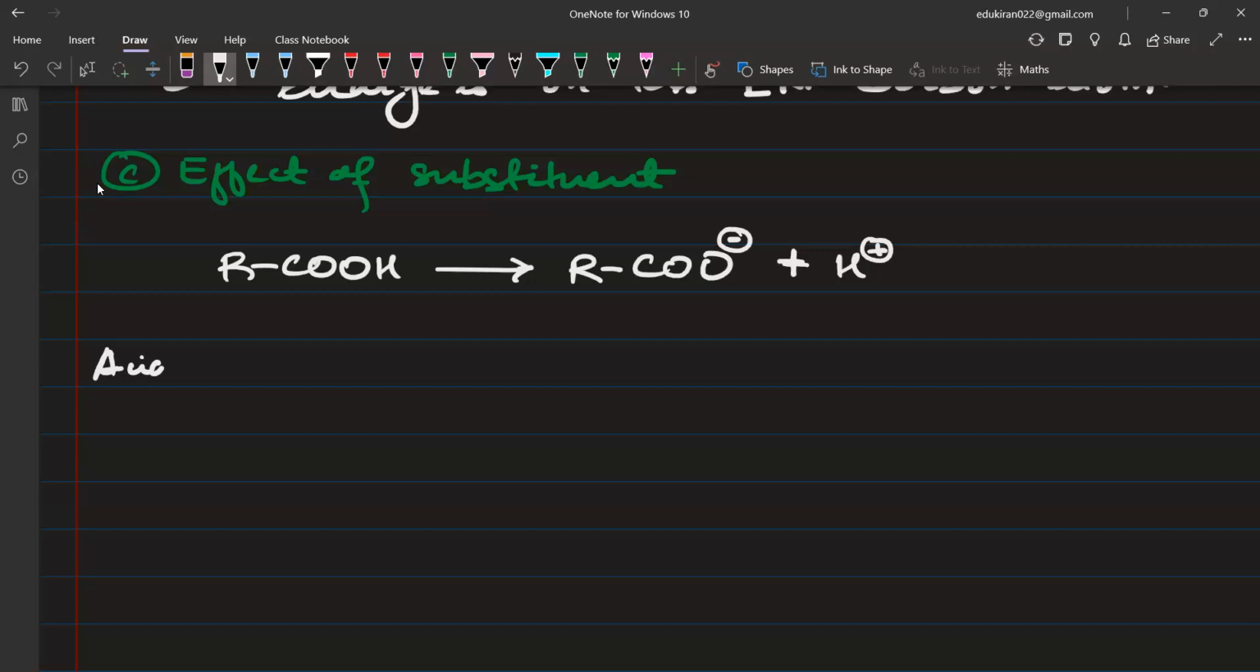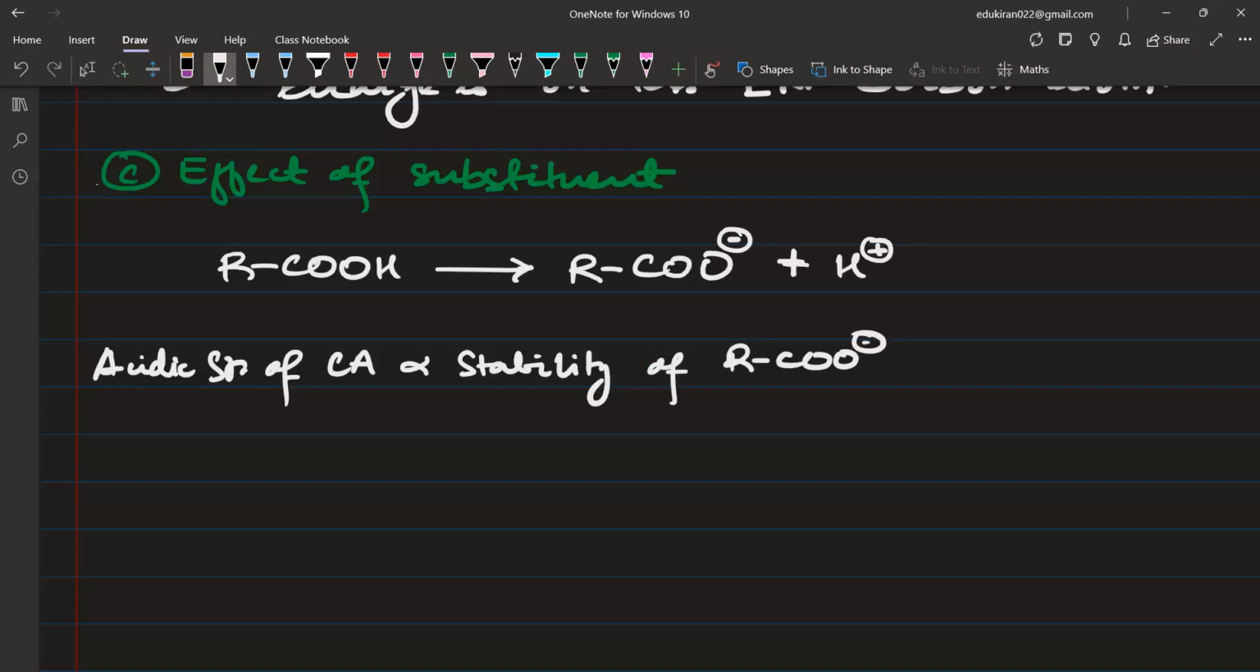So since acidic strength of carboxylic acid depends on stability of the RCOO negative, then in that case, if I have an electron withdrawing group attached to carboxylic acid or carboxylate ion, let's suppose we have an electron withdrawing group attached with this, है ना, CO negative, it is bearing the charge, ना, resonance show करके हमने यहाँ पे दिखाया है.